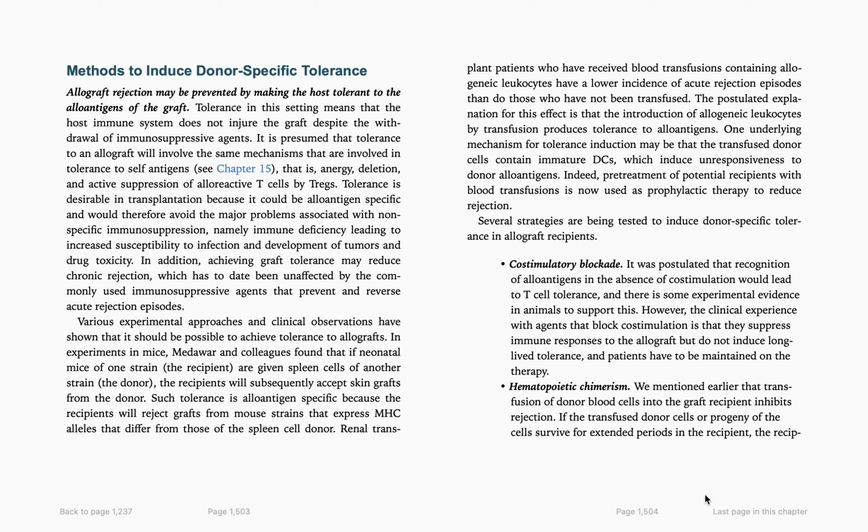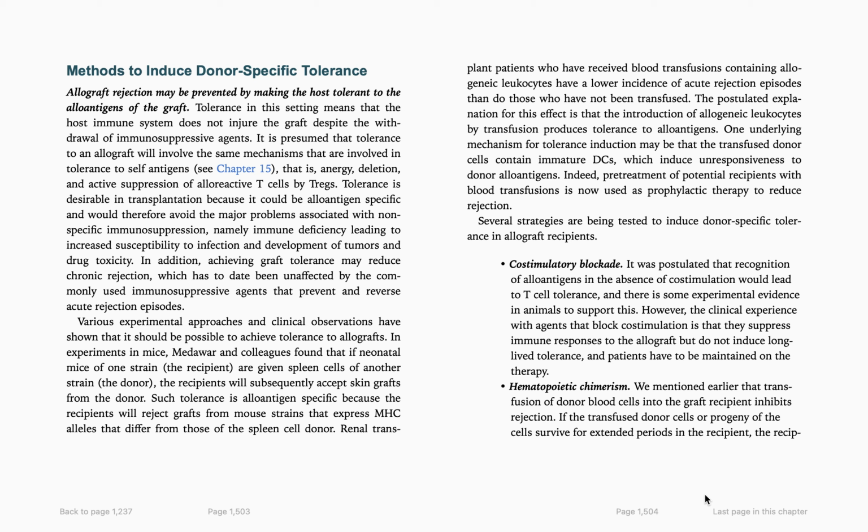Various experimental approaches and clinical observations have shown that it should be possible to achieve tolerance to allografts. In experiments in mice, Medawar and colleagues found that if neonatal mice of one strain, the recipients, are given spleen cells of another strain, the donor, the recipient will subsequently accept skin grafts from the donor. Such tolerance is allogeneic specific because the recipient will reject grafts from another strain that expresses MHC alleles that differ from those of the spleen cell donor.